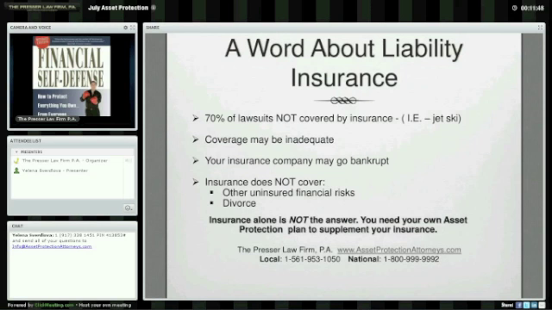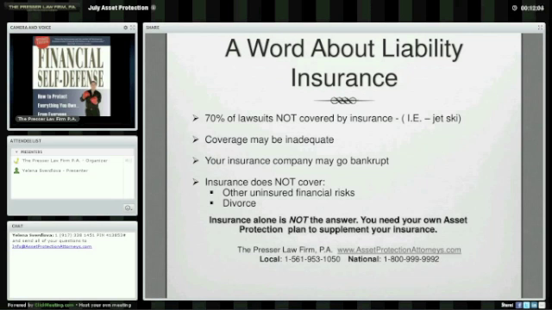So a lot of people say, well, what about liability insurance? Isn't that enough? And I tell my clients, buy as much insurance as you can because it's cheap and it helps you sleep at night, but understand that it's not the end-all, be-all. Insurance companies are here to make a profit. If they paid every single claim, they'd be out of business.